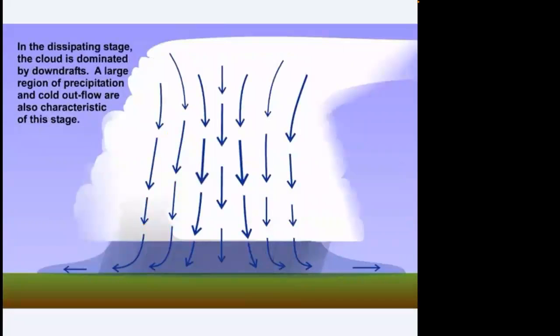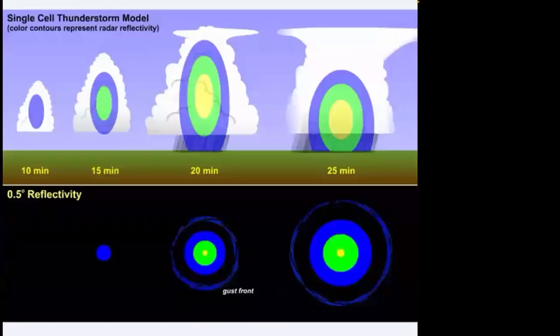But after about 10 minutes or so in the mature stage, the cell transitions to the dissipating stage as the storm's cold pool expands and cuts off the updraft's access to buoyant, warm, moist air. As the updraft fades, the cloud becomes dominated by downdrafts in the dissipating stage as the storm rains itself out and dies. The birth, life, and death of a single-cell thunderstorm typically takes less than 45 minutes.